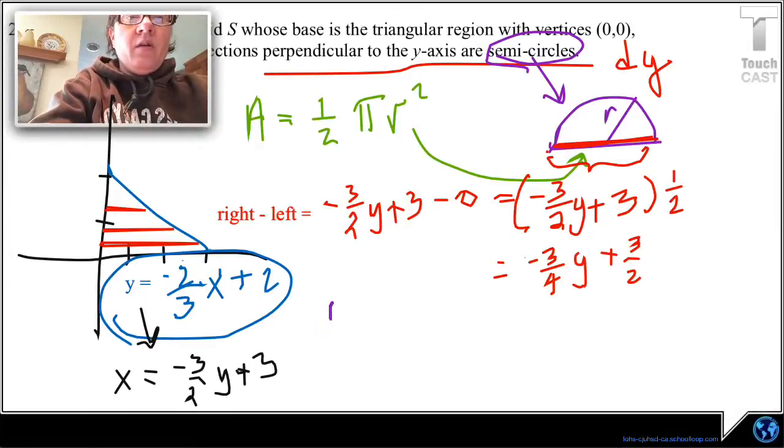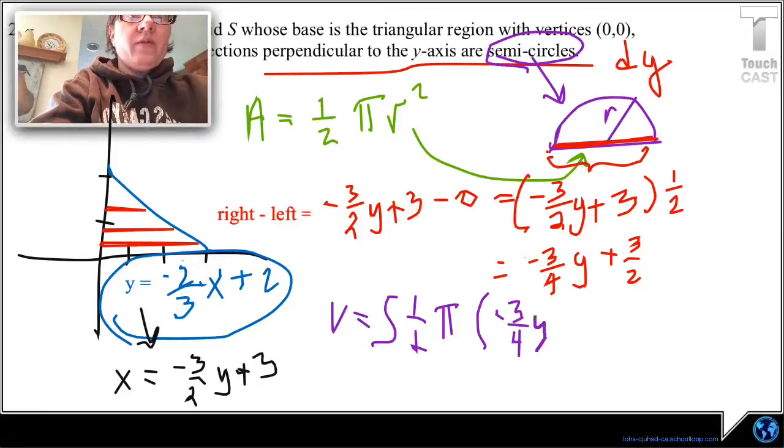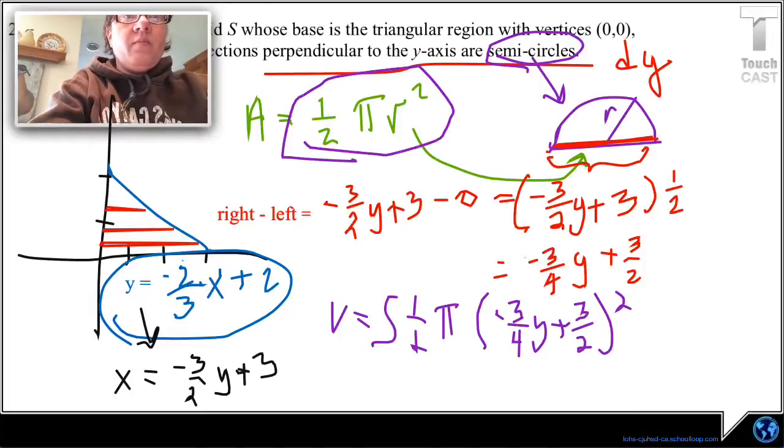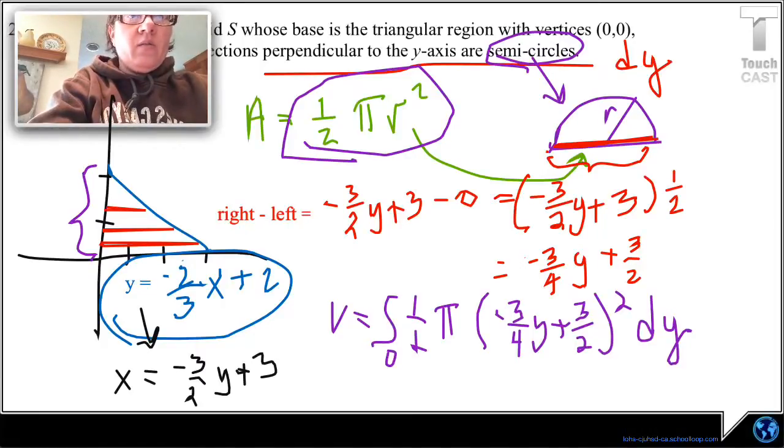which is, so totaling up the area of all of my semicircular discs, now I'm going to get 1/2 pi times this radius that I just found, negative 3/4 y plus 3/2. Remember, I have to square the radius, 1/2 pi r squared, with respect to y. And looking at all of my y values, the lowest one I'll have is 0, and the highest one I'll have is 2. See if you can integrate that, and then check your answer.